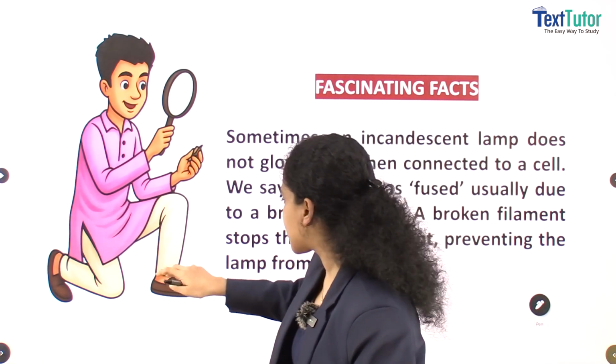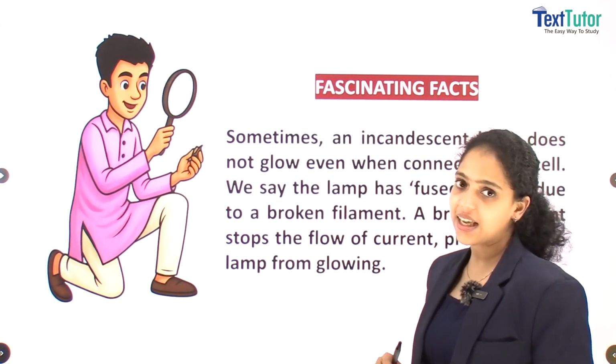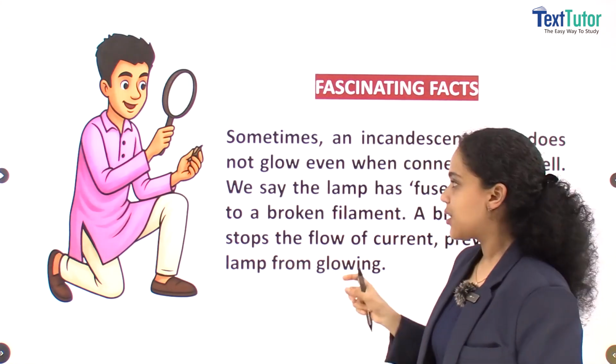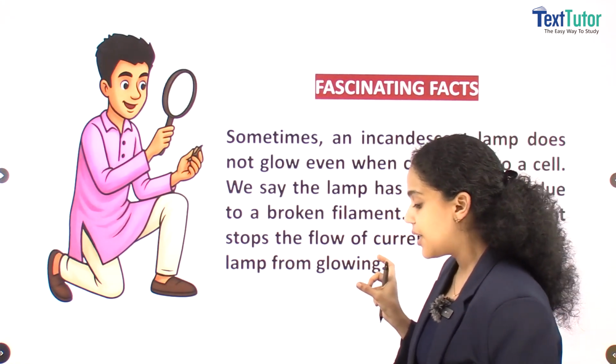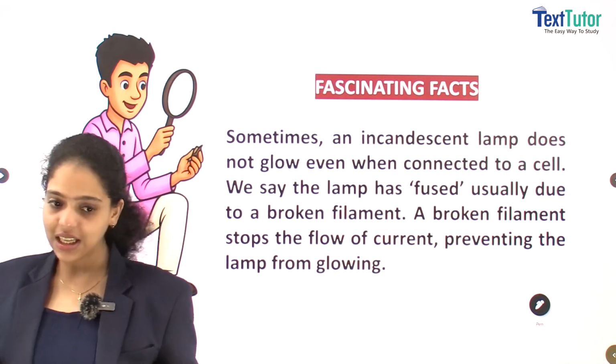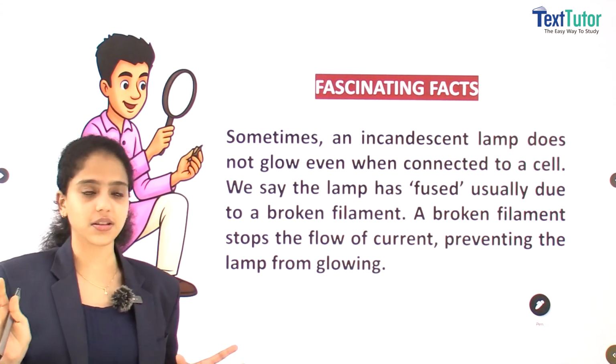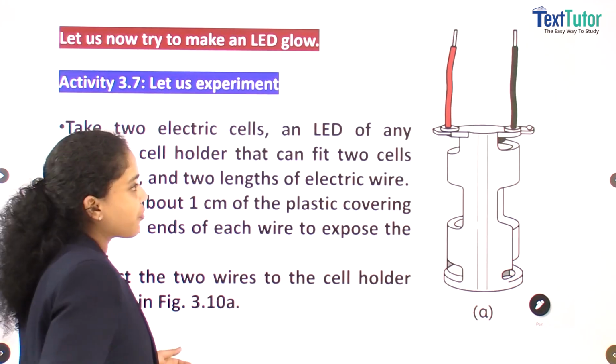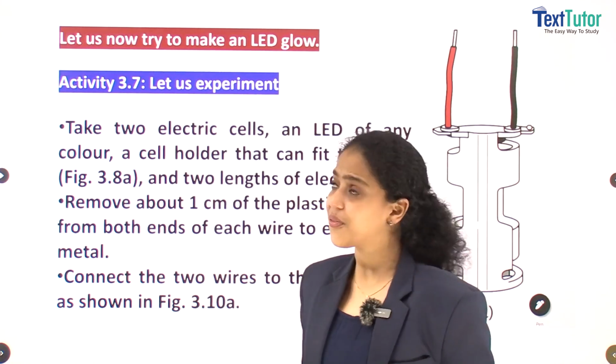So the electric circuit should be complete, then electric current will flow through it. The fused lamp, the fused bulb, means the filament of the bulb is broken. Clear? If the filament of the bulb is broken, the current does not flow through it.